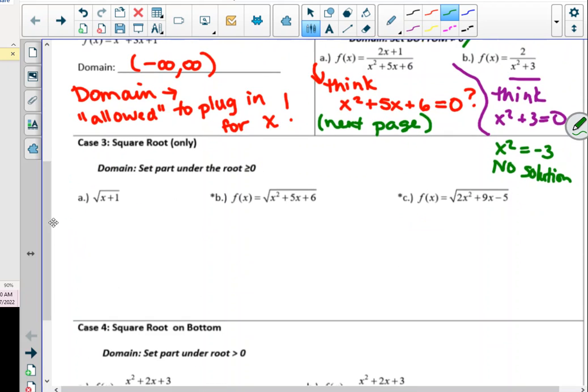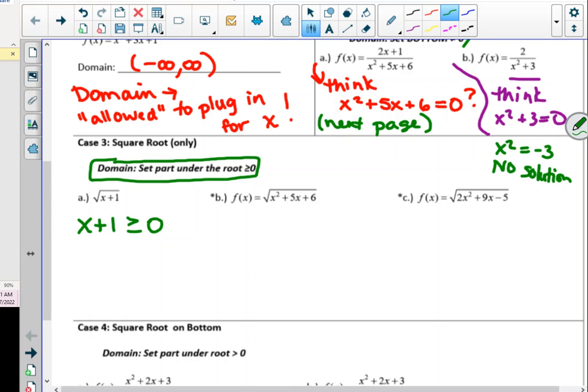So when I have a square root, that's what I have to worry about. I have to worry about keeping what's under the root from being negative. So whatever's under the root has to be greater than or equal to 0.